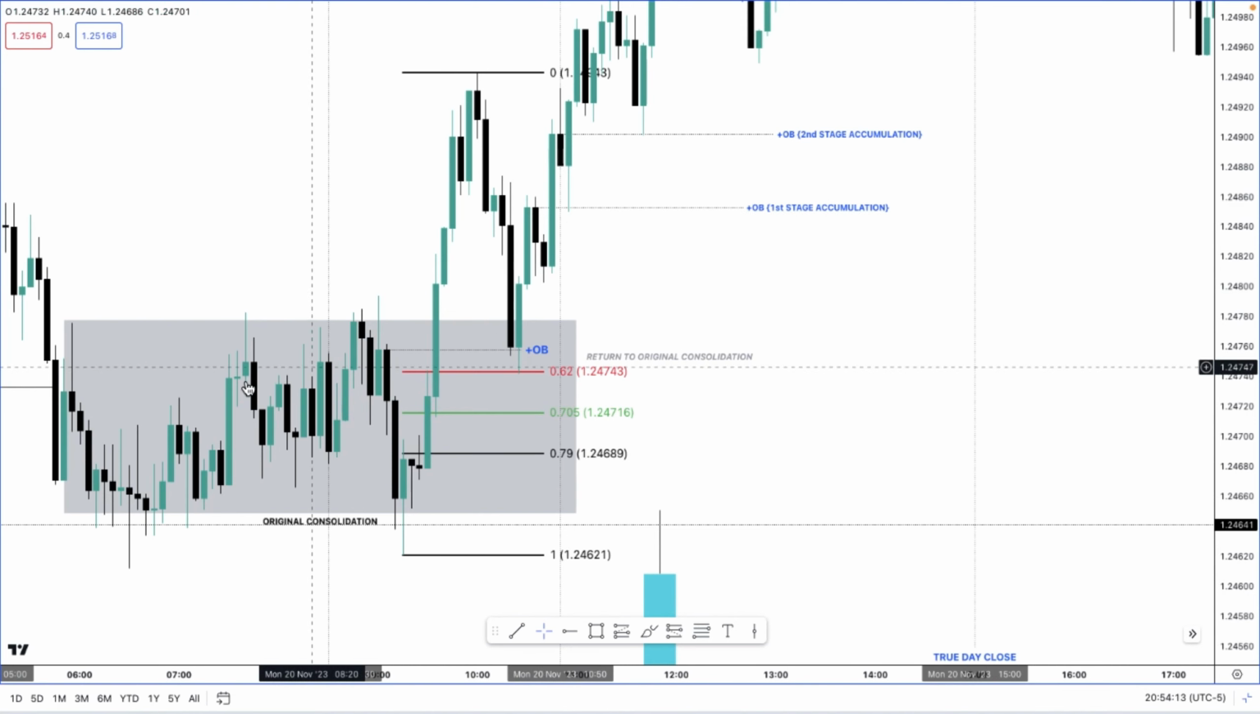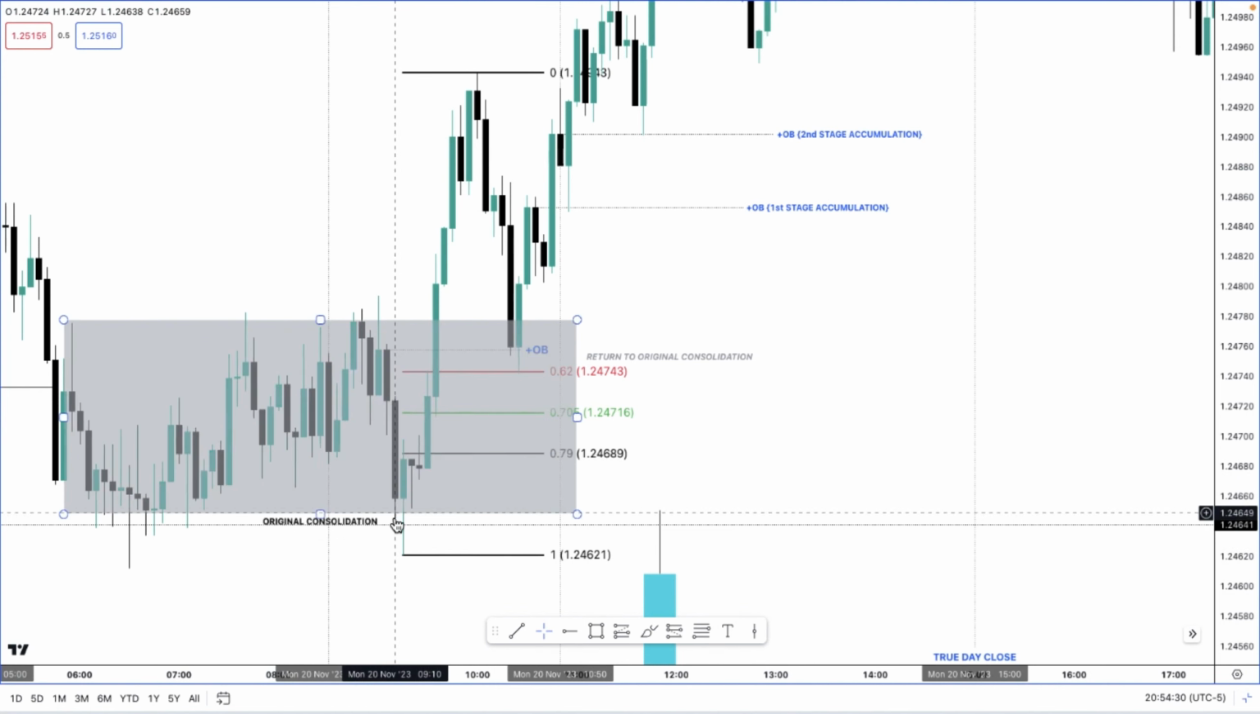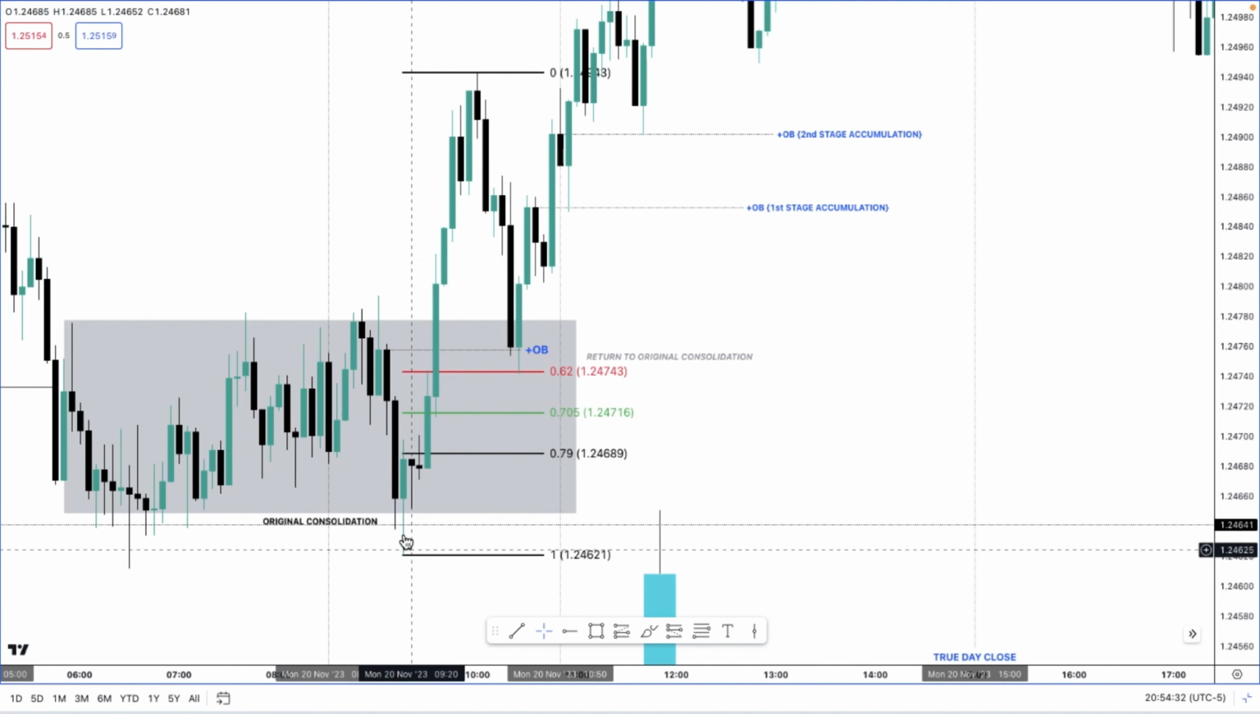Manipulation is accumulation. They were accumulating orders here. Manipulating visually can be seen by a consolidation. So they were accumulating orders. They manipulated them by taking out this low and just trading below the consolidation a bit using the wicks, but look at the bodies are still staying inside.